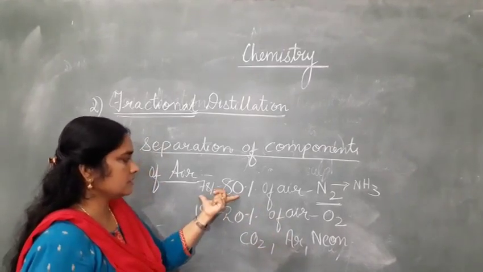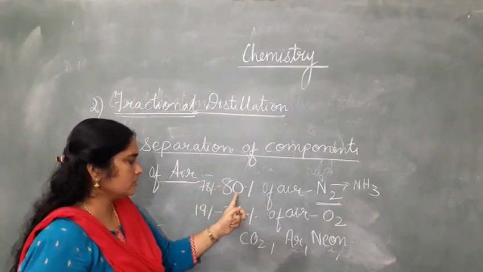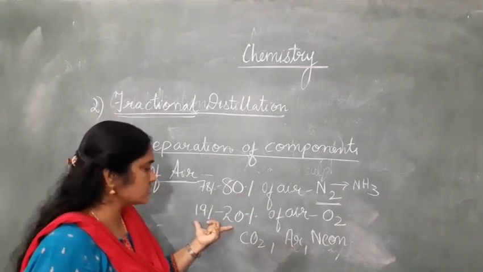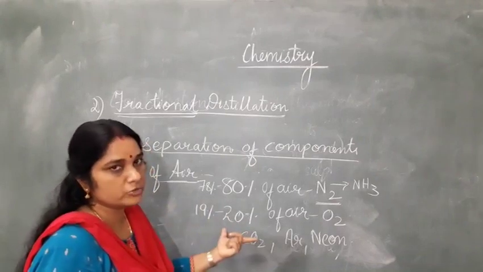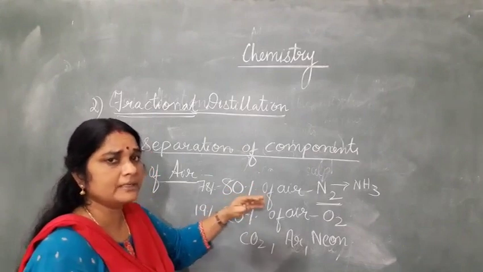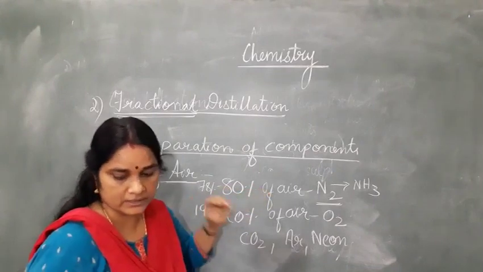So the percentage of nitrogen is around 78 to 80%, and the percentage of oxygen in the air is around 19 to 20%. At different places there will be different variation depending on the pollutants present in that area.